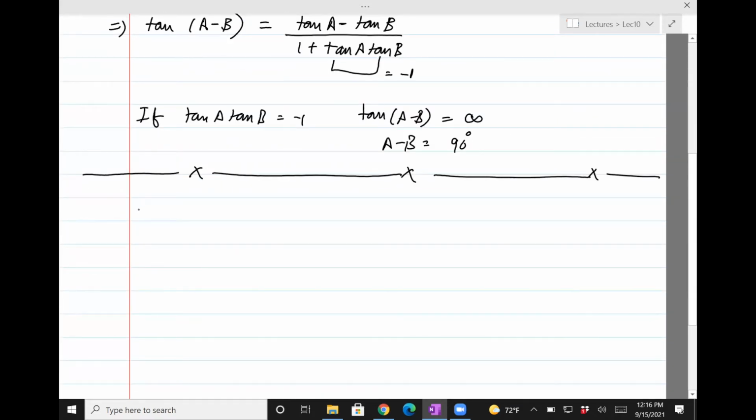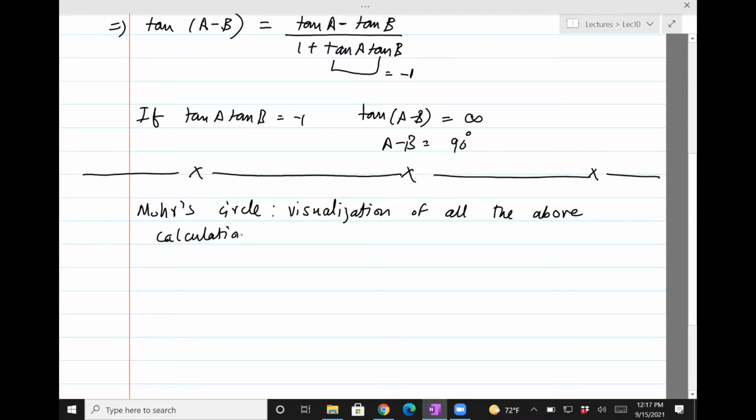So we are coming to Mohr circle, which is a visualization of all the above calculations. That is including the maximum shear, the maximum normal stress, the directions phi p, phi s.